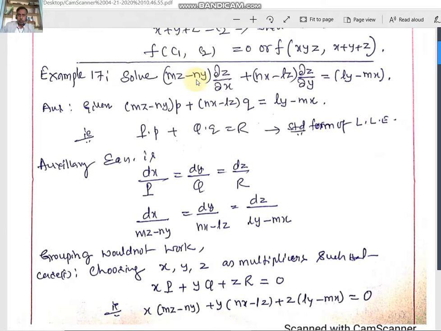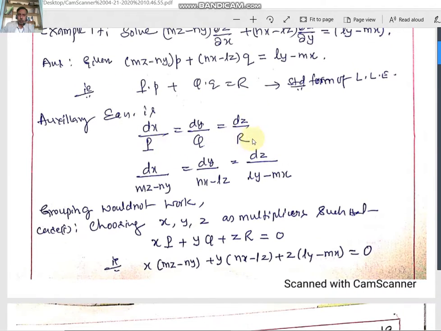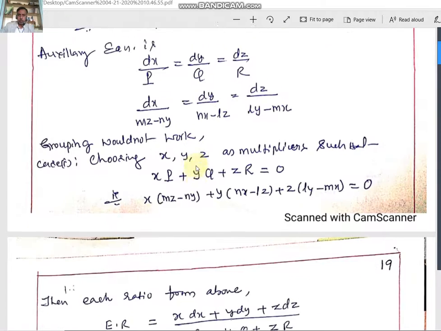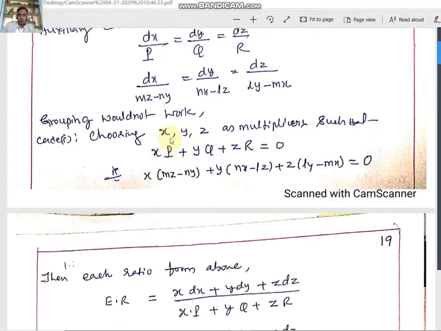Solve (mz minus ny) dou z by dou x plus (nx minus lz) dou z by dou y is equal to ly minus mx. By observation we can say that this is small p, this is small q, this is capital P, this is capital Q, this is capital R. So it is in the form of Lagrange's linear equation. So write the auxiliary equation like this, and let us choose multipliers because we cannot group them.